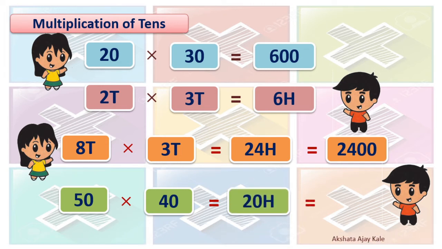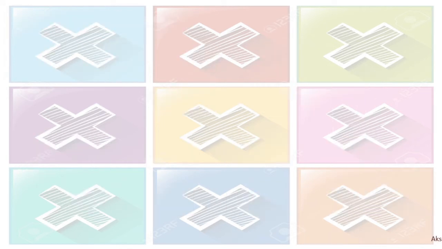20 and 2 more zeros, that is 2000. Very nice. I hope you all understood about this multiplication of tens. Right? When we multiply a unit and tens, then we get the product in tens. And when we multiply tens by tens, then we get the product in hundreds. Isn't it? Okay, we can conclude like this.